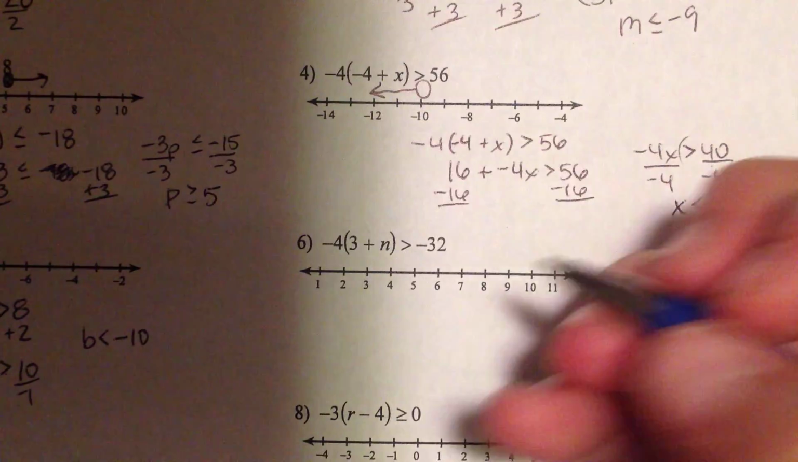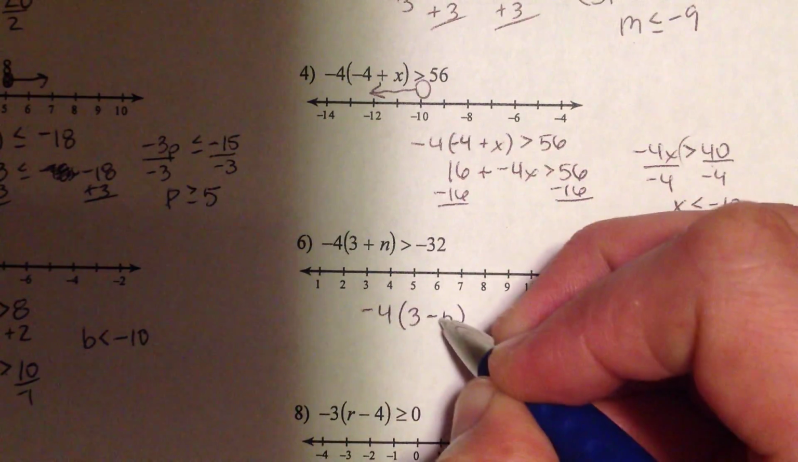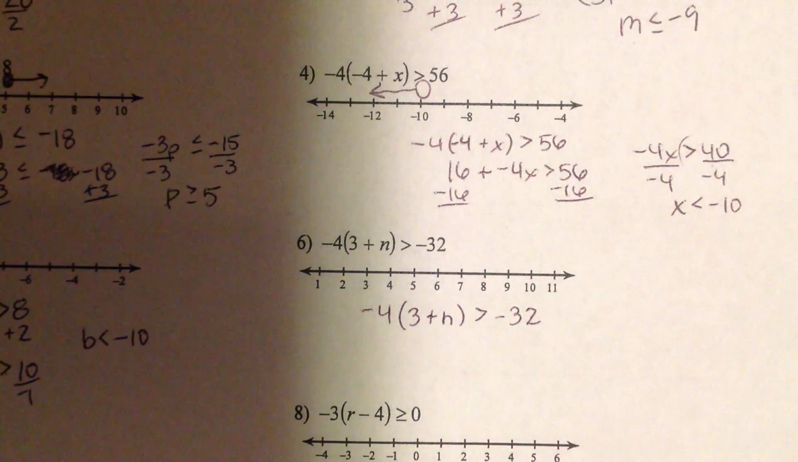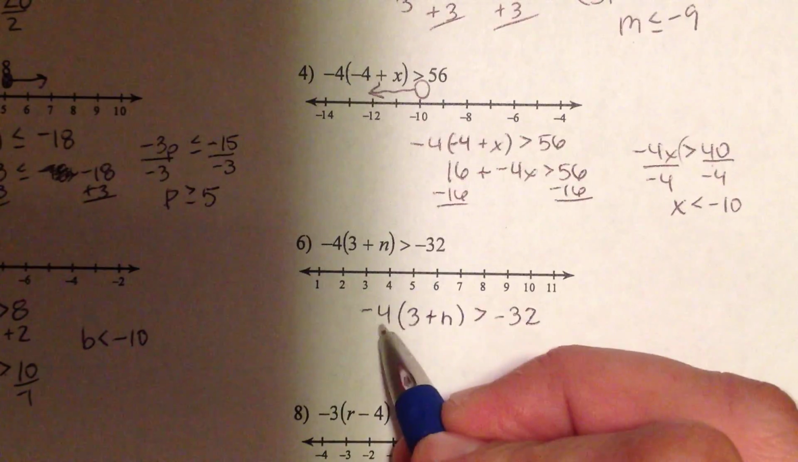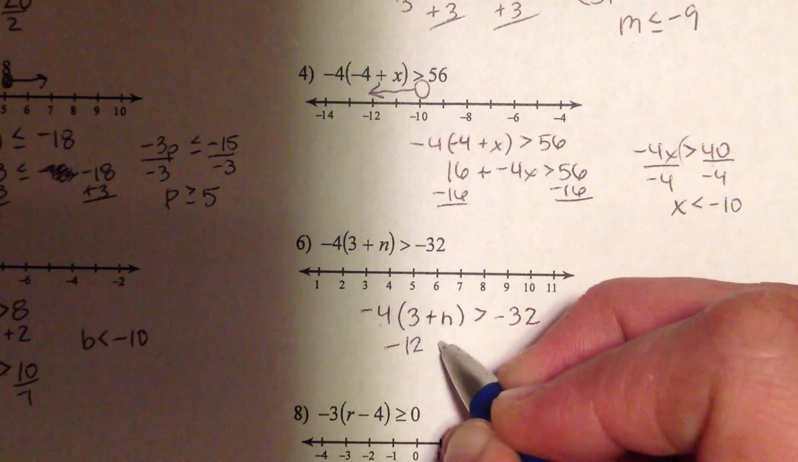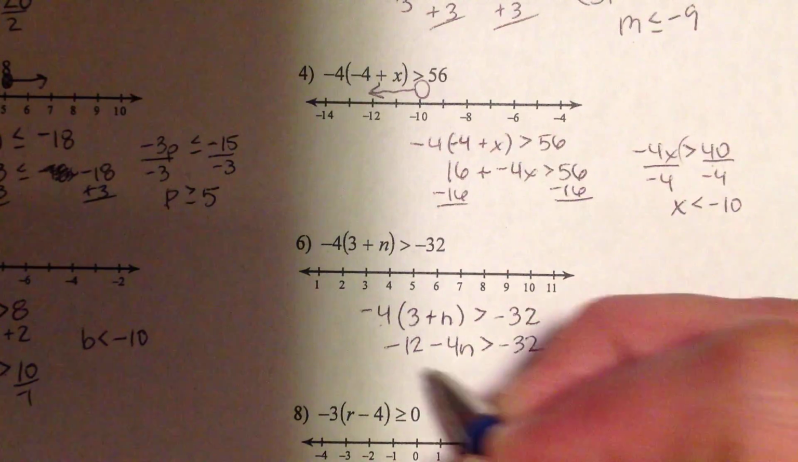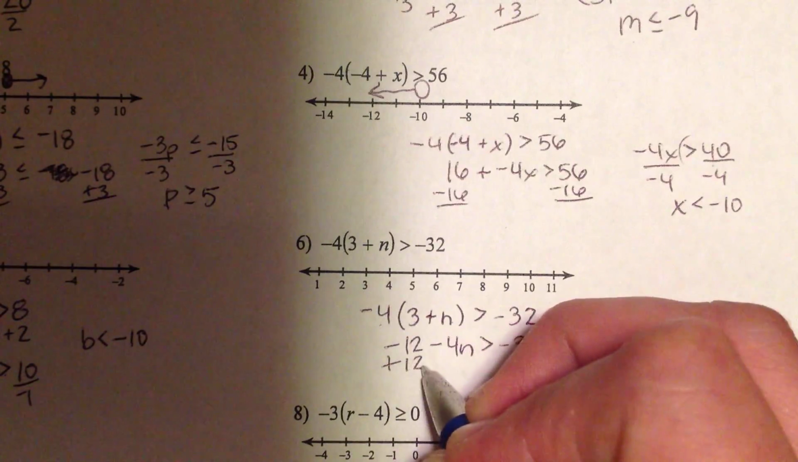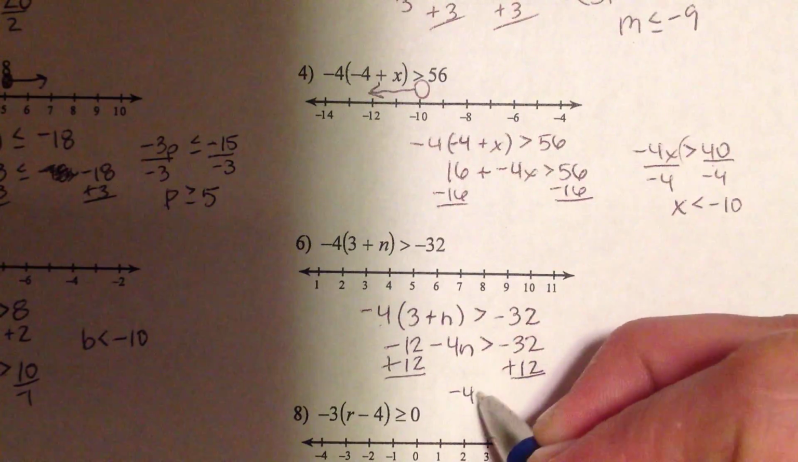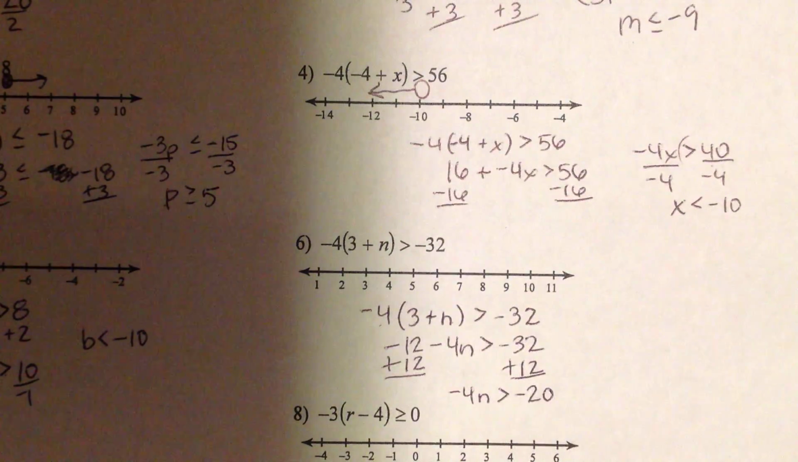On question number 6, I have another distributive property. Negative 4 times the quantity of 3 plus n is greater than negative 32. So again, I'm going to distribute the negative 4 times 3, negative 4 times n. Negative 4 times 3 is negative 12. Negative 4 times n is negative 4n, greater than negative 32. I have to remove the negative 12 first by adding 12 to both sides. That leaves me with negative 4n is greater than negative 32 plus 12 is negative 20.